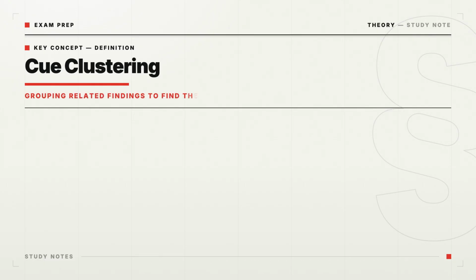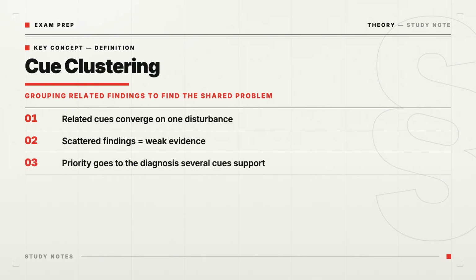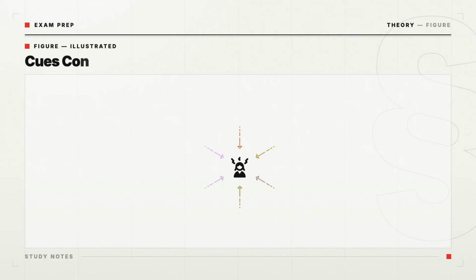The method is cue clustering. A nurse rarely faces one finding but a handful, and the skill is grouping the ones that belong together to see what shared problem they point to. Tightly grouped cues make strong evidence, scattered ones make weak evidence.